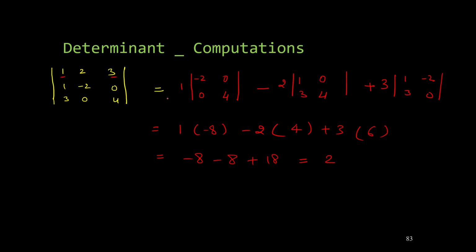Now one more thing is, determinant can be negative also, because I have written these numbers. If I change the numbers, maybe I get a negative determinant. That is quite possible. So let me just write the formula for a 3 by 3 matrix.